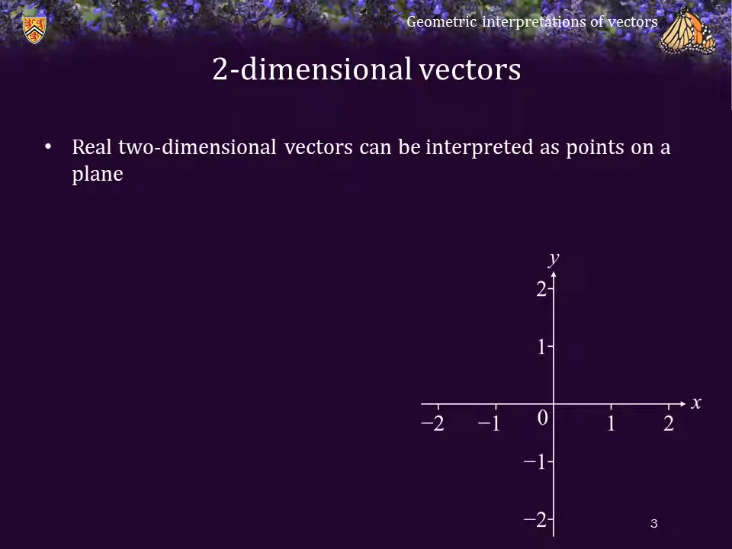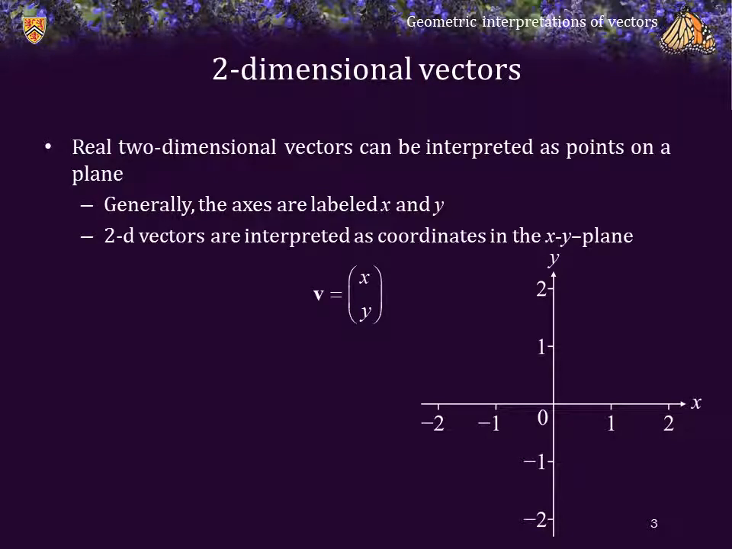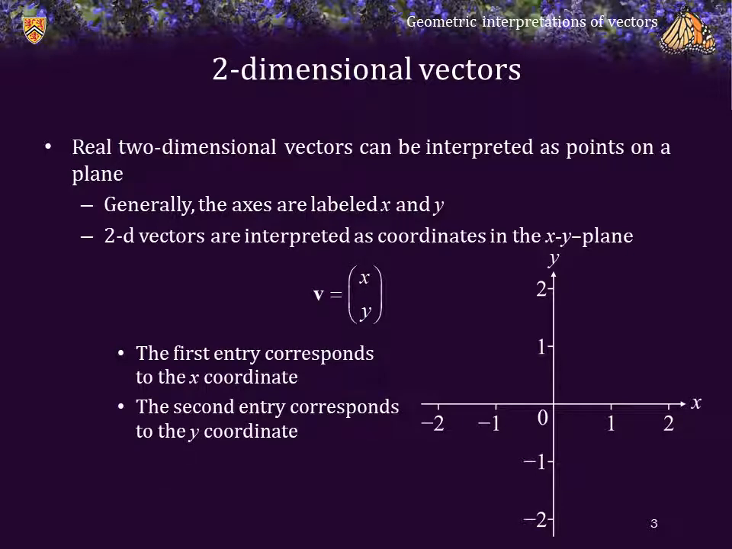Now, real 2-dimensional vectors can be interpreted as a point on the plane. Generally, the axes are labeled x and y. The 2D vector is interpreted as a coordinate in the xy plane, so the vector v has a first coordinate x and a second coordinate y. The first entry corresponds to the x coordinate. The second entry corresponds to the y-coordinate.